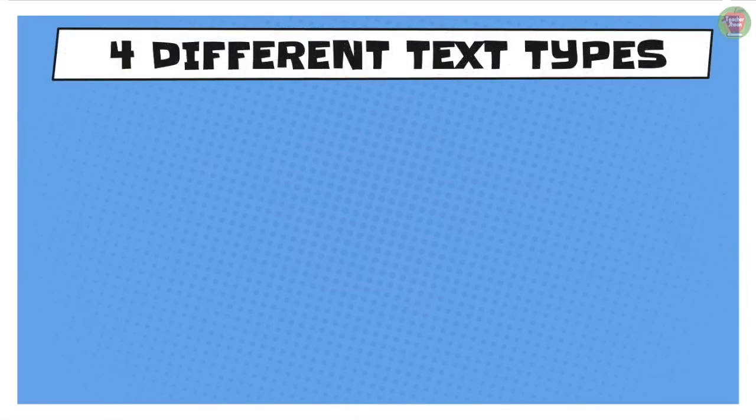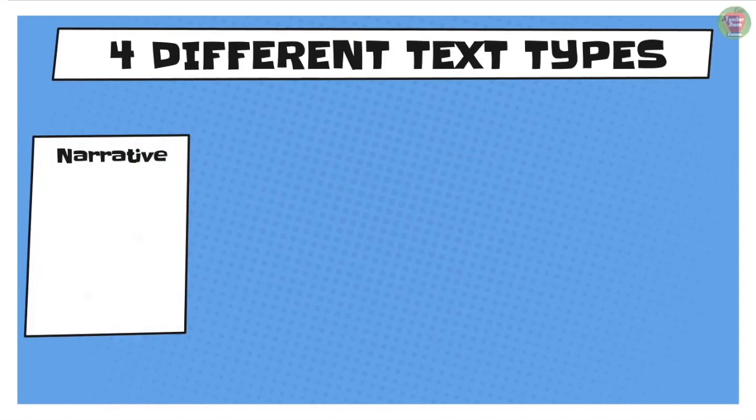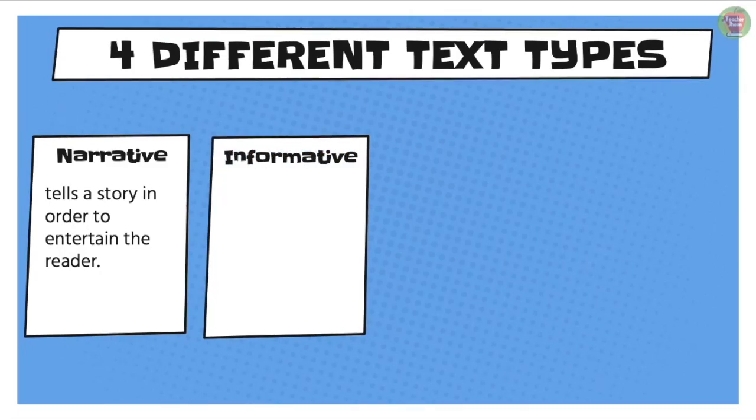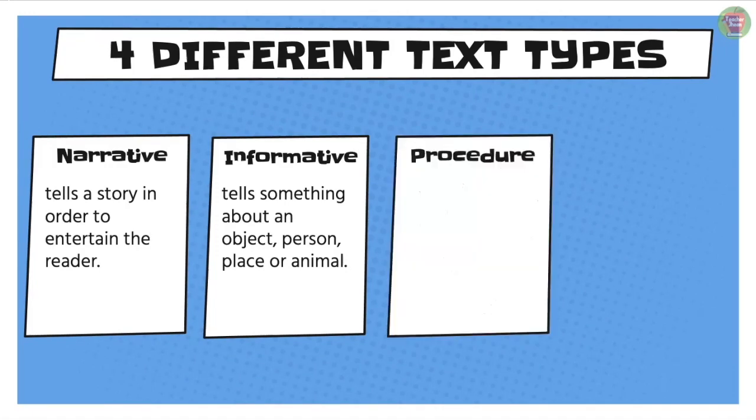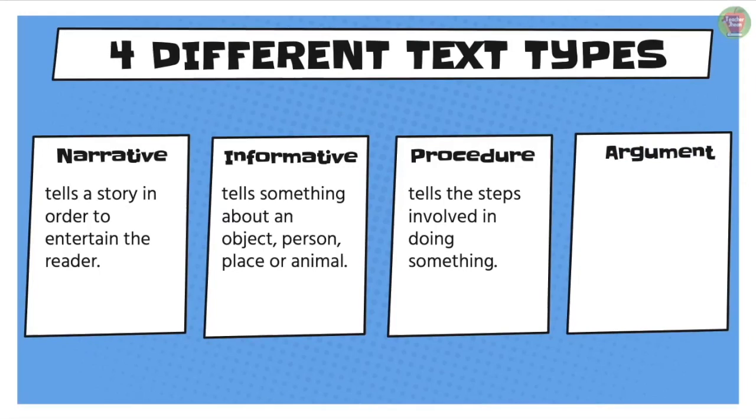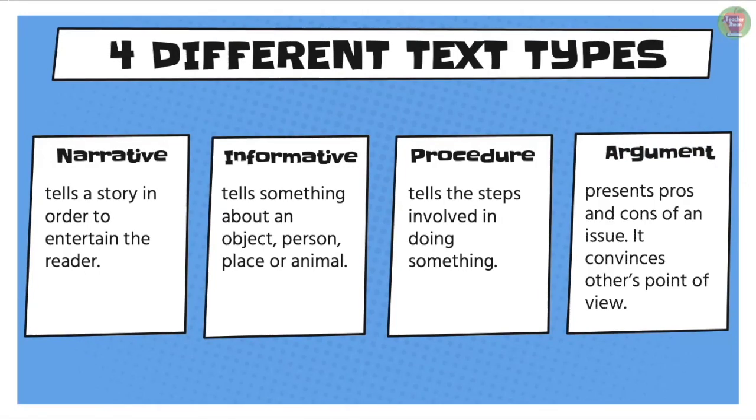So what are the 4 different text types? One is the narrative text type. It tells a story in order to entertain the reader. 2 is informative text type. It tells something about an object, person, place, or animal. 3 is the procedure text type. It tells the steps involved in doing something. And 4, the argument text type. It presents pros and cons of an issue. It convinces others' point of view.